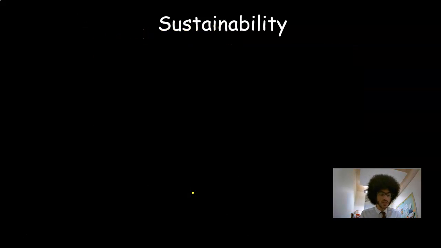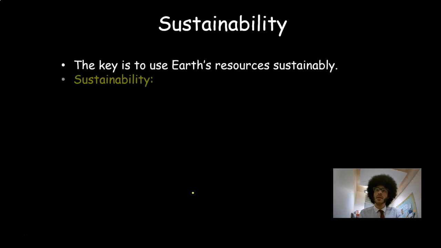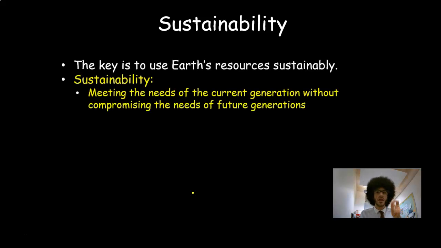Now, the key is that in order for humanity to continue and survive, we need to use these resources sustainably. And that's where your definition of sustainability comes in. Sustainability is defined as meeting the needs of the current generation without compromising the needs of future generations. I.e., if we're going to be using fossil fuels now, we need to use them in such a way that we've got enough fuel resources for the generations that will follow us, our children, our children's children, etc.